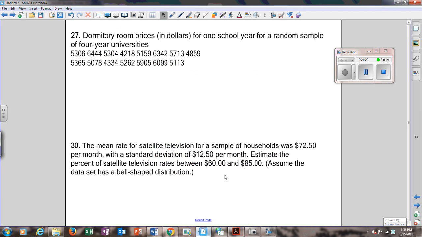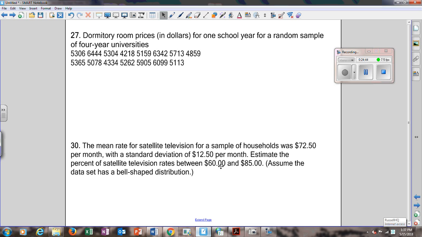Number 30. Mean rate for satellite television for a sample of households was $72.50 per month. The standard deviation is $12.50 per month. Estimate the percent of satellite television rates between $60 and $85. Assume the data has a bell-shaped distribution.